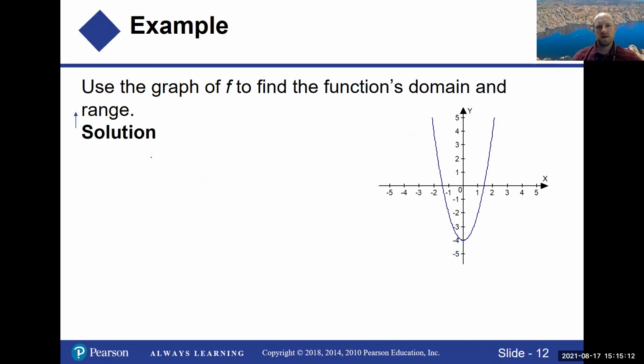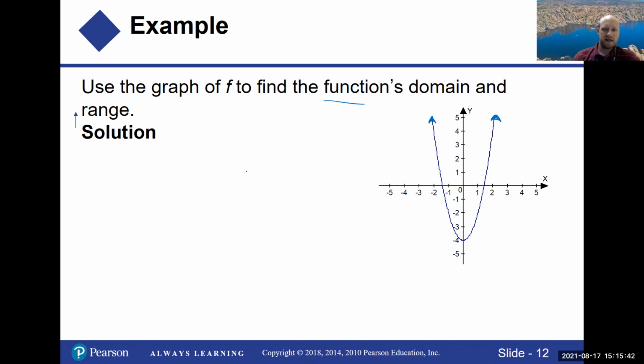Okay, let's talk about domain and range for a graph. Use the graph of f to find the function's domain and range. This is a function, and we'll talk about why we can say that in just a second. These arrows mean that this keeps going up forever, so the graph extends indefinitely.